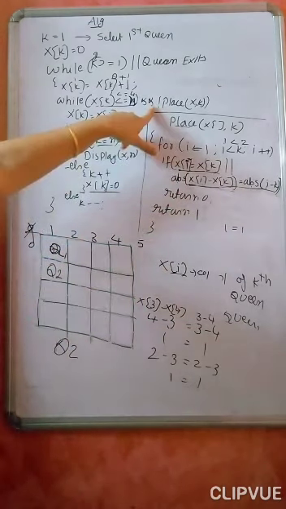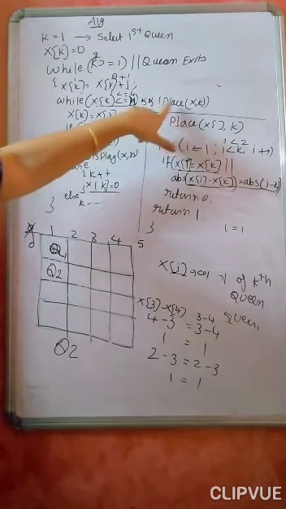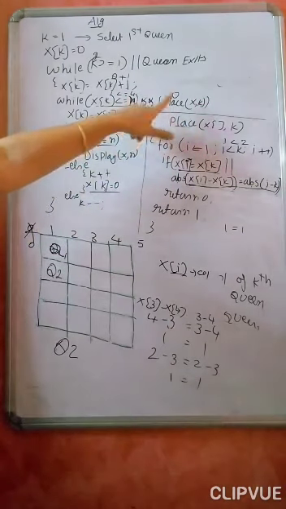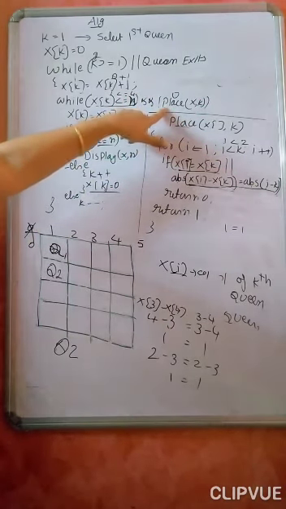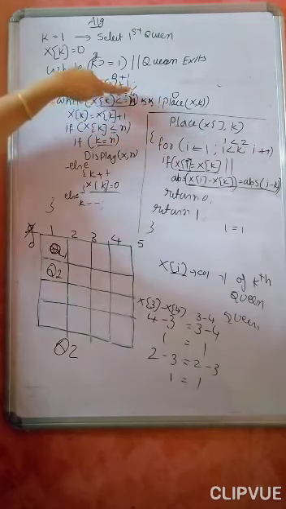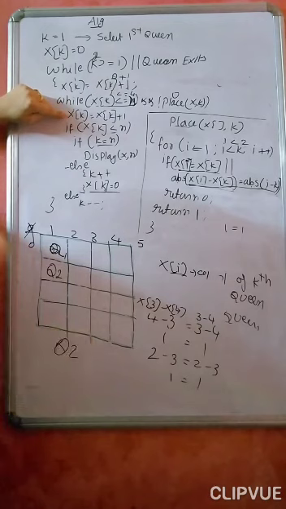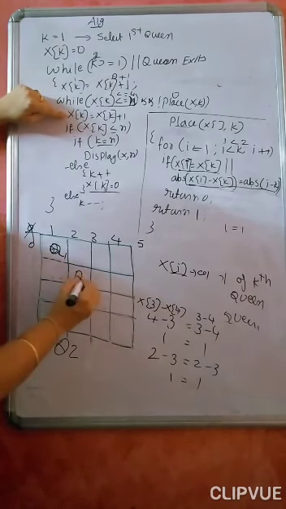So not of 0 is 1. Anyhow, this is also true. Both are true. When both are true, I will place the second queen in the next column. Means I am trying to place it in the next column.